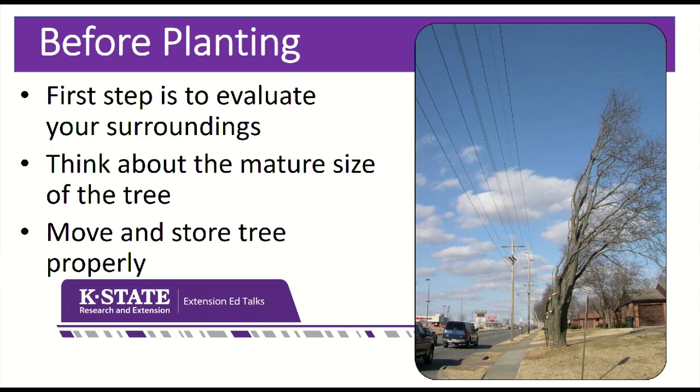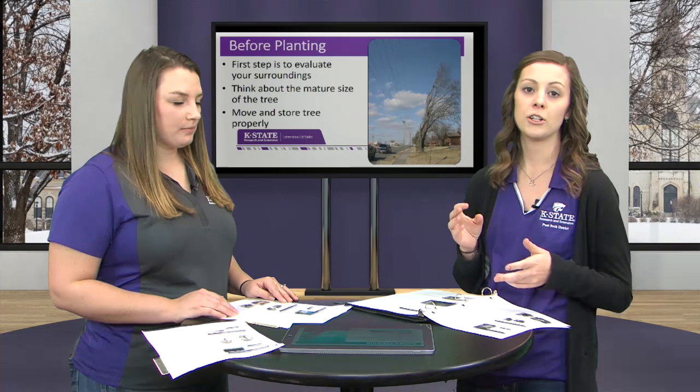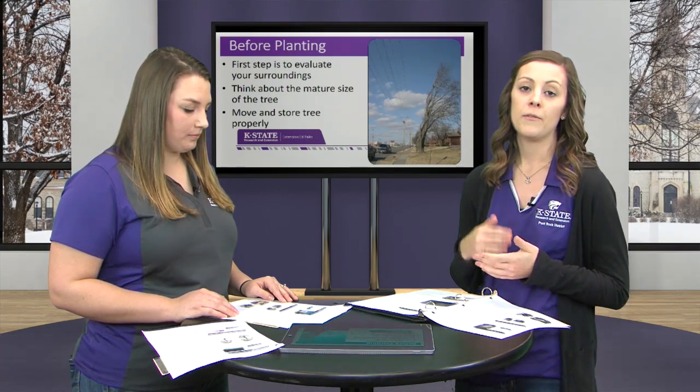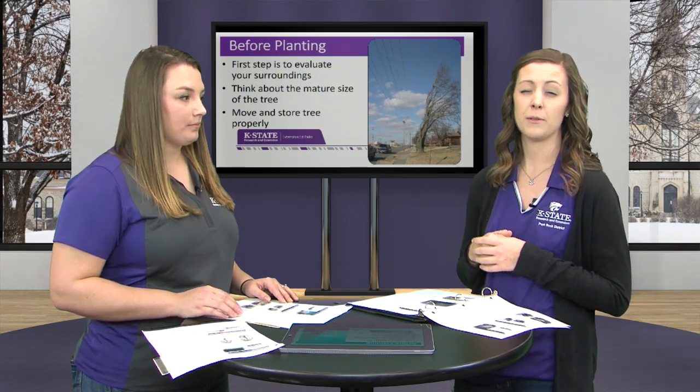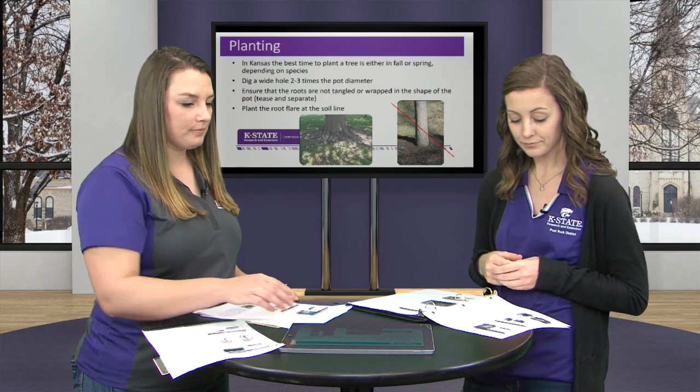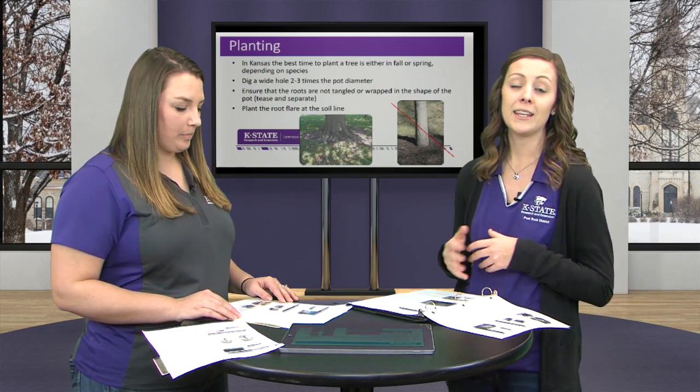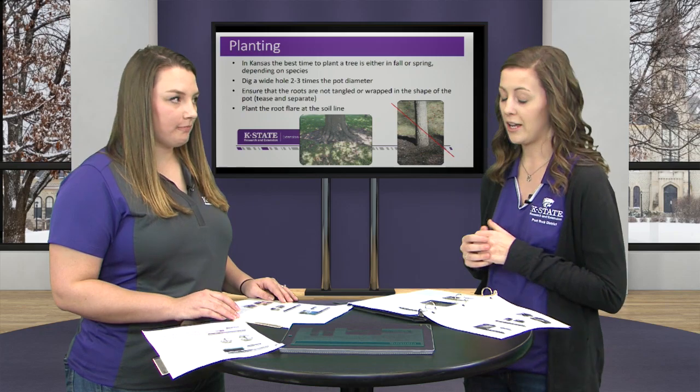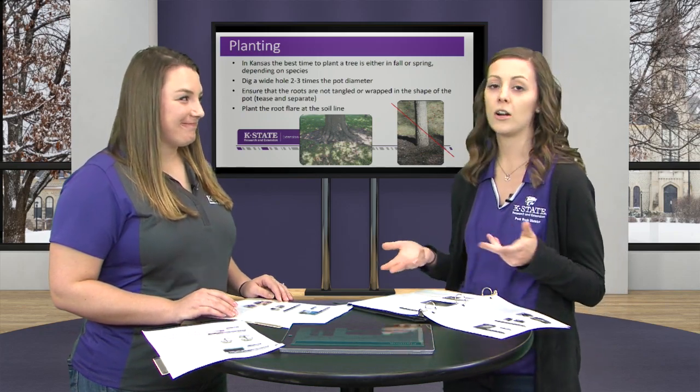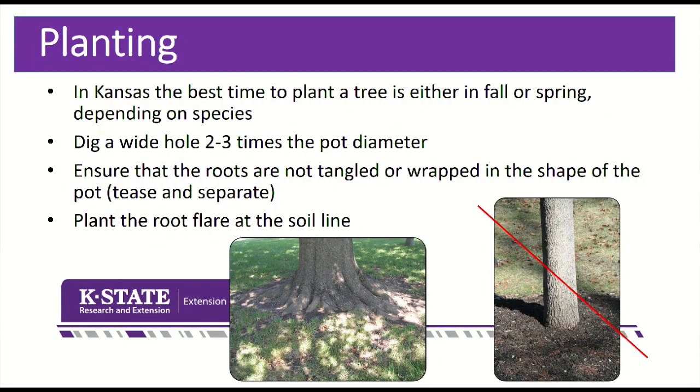Also move and store the tree properly before you plant it. Never carry a tree by its trunk, and make sure it stays in a shaded environment where it's also kept really moist before you plant the tree. When you're planting in Kansas, the best time to plant is either in the spring or the fall, depending on what species it is. Then when you go to dig your hole, make sure it's about 2 to 3 sizes bigger than the pot that the tree comes in.